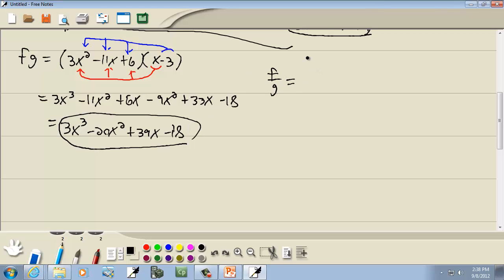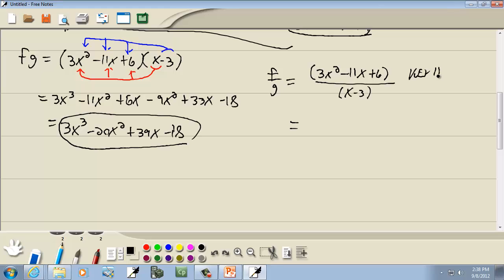And last one for this problem, let's look at division. So put parentheses around my functions. Put them in this form. There we go. Okay, now with division, about the only thing you can do here is factor the top, factor the bottom, see if something can cancel.